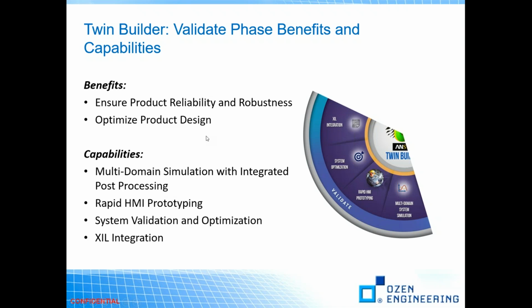Then we go to the second phase, which is the validate phase. The benefits and the capabilities are listed. On an industrial level, the benefits would be you can ensure product reliability and robustness and optimize your product design. Capabilities include multi-domain simulation with integrated post-processing, rapid HMI prototyping, system validation and optimization, and XIL integration.